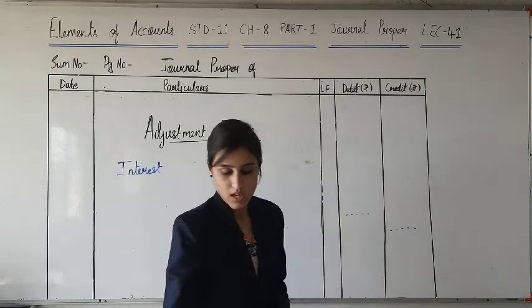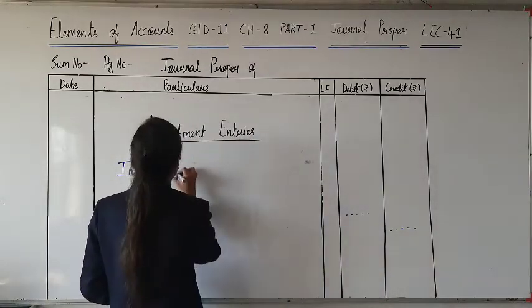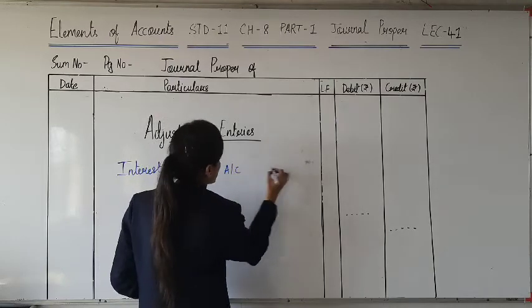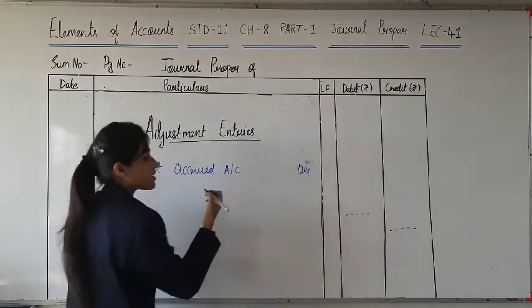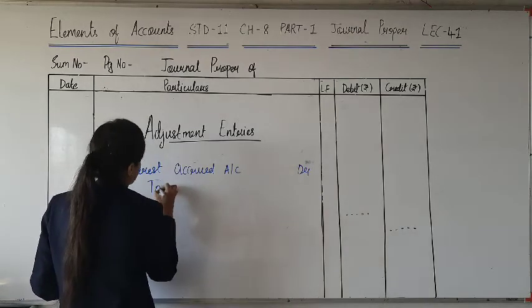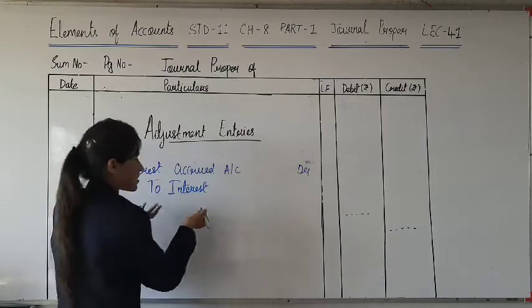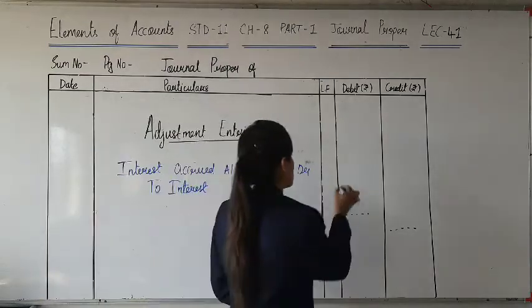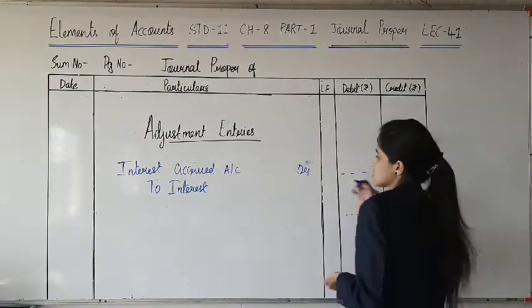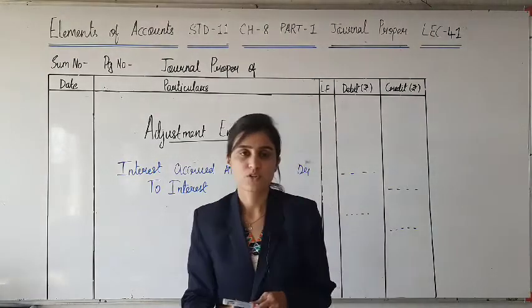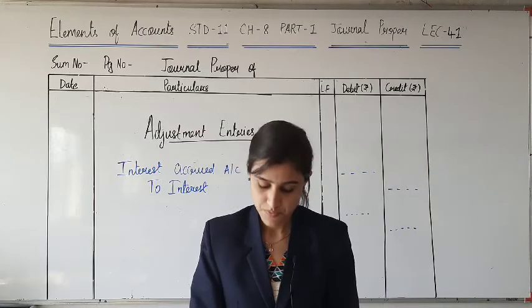Interest accrued, account debit. मतलब जो interest मिलने वाला है, to interest account. मिलेगा मतलब वो income ही है, ये मिलने वाला है. When received becomes an income. Incomes are credited as per the rule of nominal account.